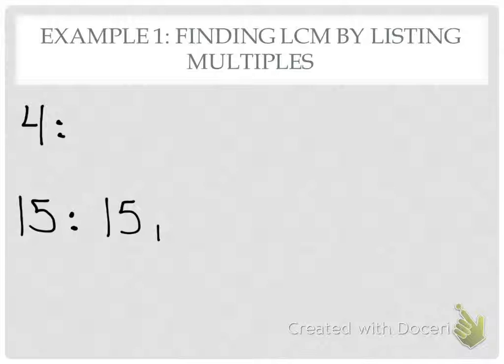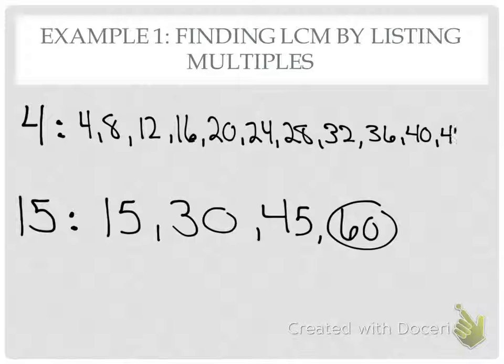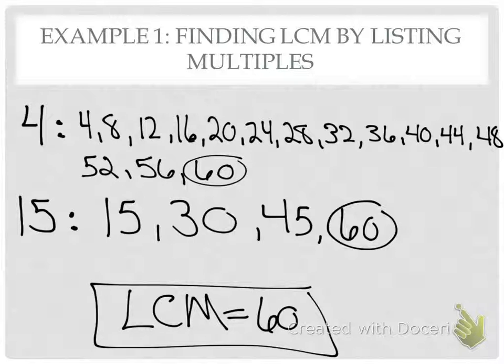Does 4 go into 15? Nope. Does 4 go into 30? Nope. Does 4 go into 45? And what about 60? Yes. All right, so now that I know it's 60, I just list my multiples of 4 till I get to 60, circle it, and write it as my LCM. Who got it right? LCM is 60. All right, good job.